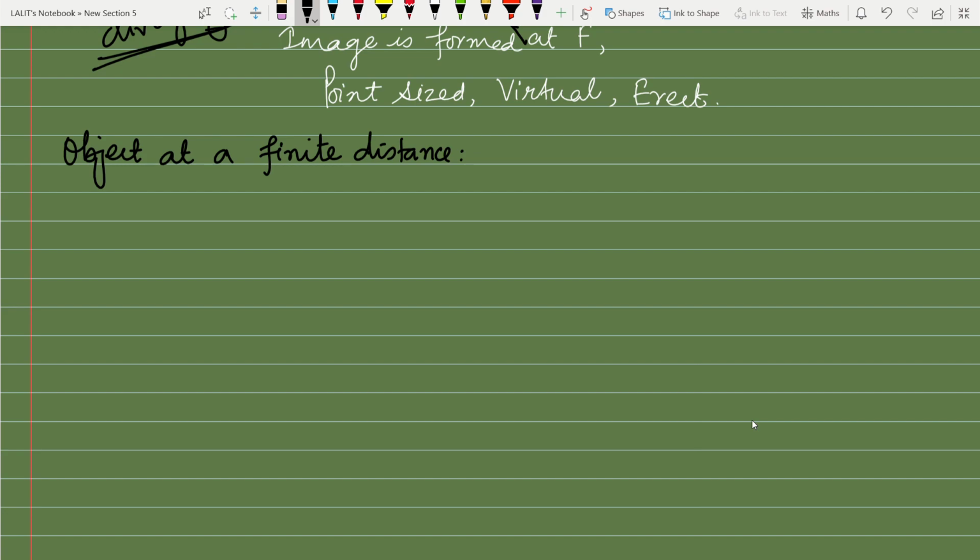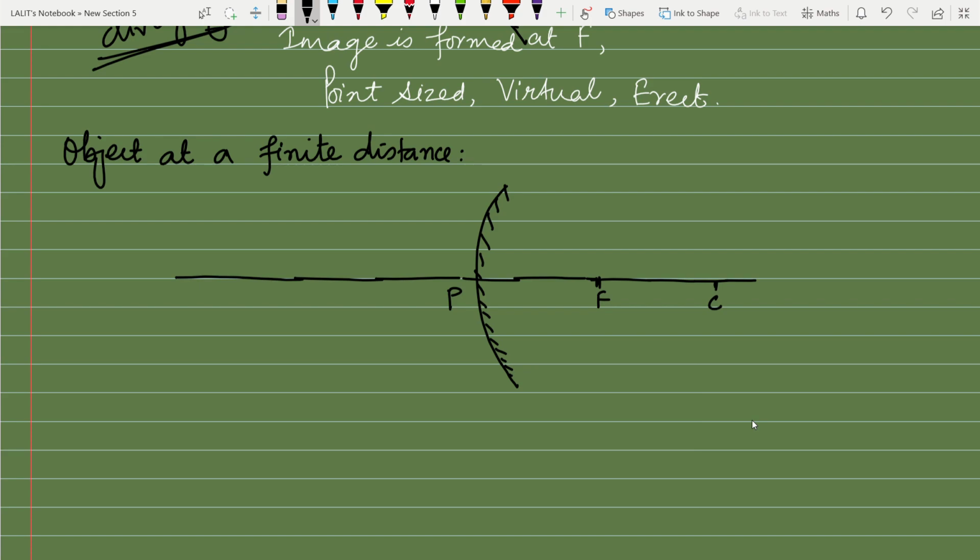So if we take the object at a finite distance from the convex mirror, first of all let us draw the convex mirror. So this is the convex mirror. We have the principal axis, this is the pole, focus and the center of curvature. So object is at a finite distance, so let us keep the object here. According to the rule, one of the rays goes parallel to the principal axis. Let us say this is the incident ray. It would diverge in such a way that it appears to pass through the focus after reflection. This way is the focus. We will take a second ray and strike it at the pole. So this is the second ray. It would reflect with the same angle this way.